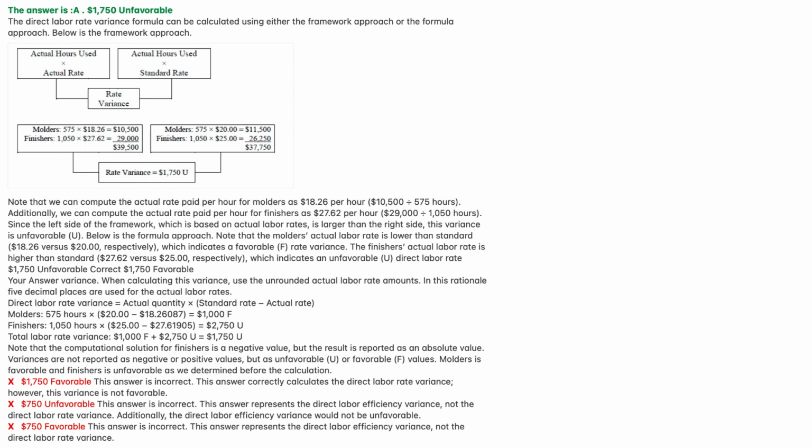Note that the computational solution for finishers is a negative value, but the result is reported as an absolute value. Variances are not reported as negative or positive values, but as unfavorable (U) or favorable (F) values. Molders is favorable and finishers is unfavorable as we determined before the calculation.